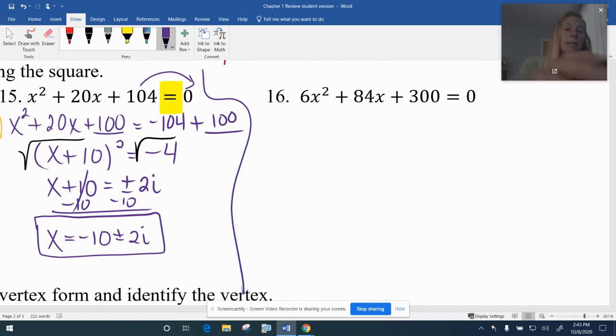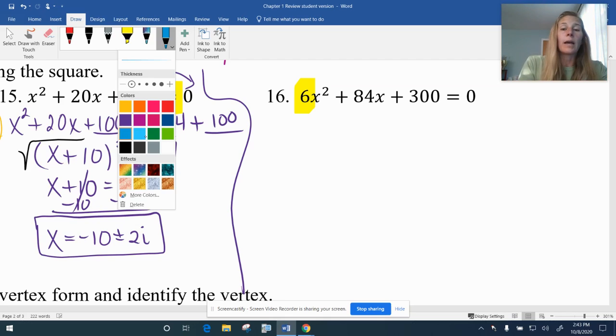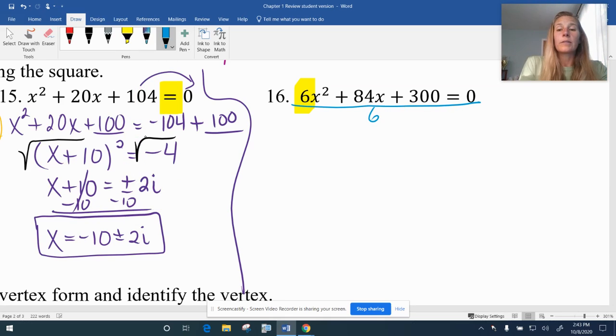Okay, and then number 16. So number 16, we do have this coefficient here in front of the x squared. So what that means is that I'm going to have to divide everything by that 6 first. Doesn't matter if you get a decimal or anything like that, you still have to do it in order to do completing the square. So I'm going to get x squared plus 14x plus 50 equals 0.